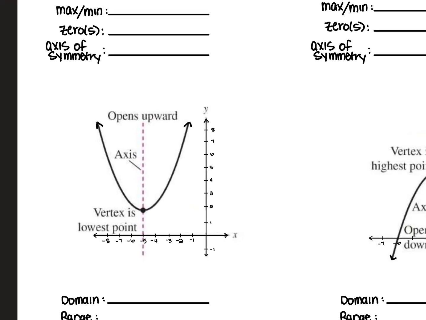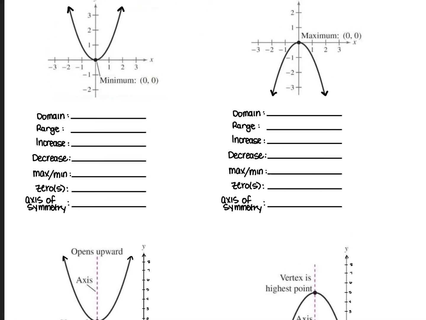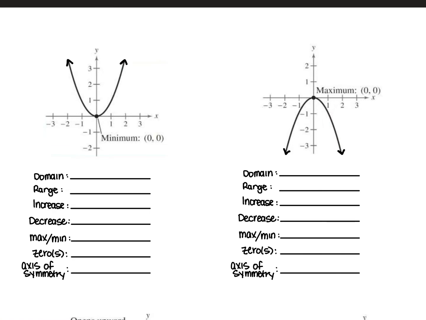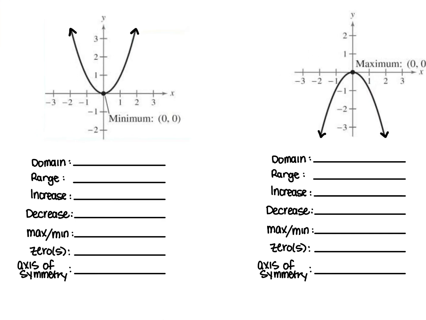Within these graphs that you see here on your next page and these examples, you are going to be identifying the domain, the range, the increase, the decrease, your maximum or minimum, your zeros, so anywhere the parabola goes through your x-axis, and then the axis of symmetry.